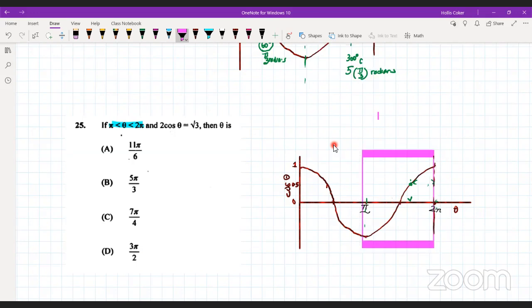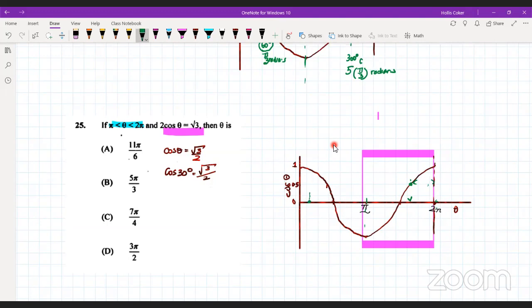So that being the case, if 2 cos theta is root 3, then cos theta will be root 3 on 2. You're supposed to know the trigonometric ratios for 0, 30, 45, 60, and 90. The cosine of 30 degrees is root 3 on 2. So that means we're referring to this angle here.